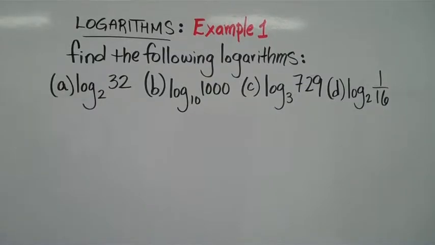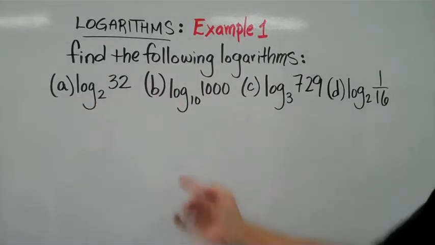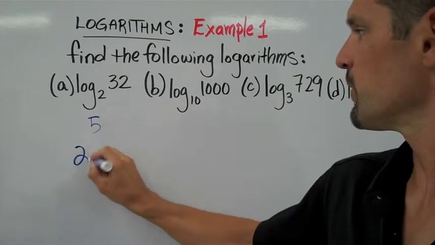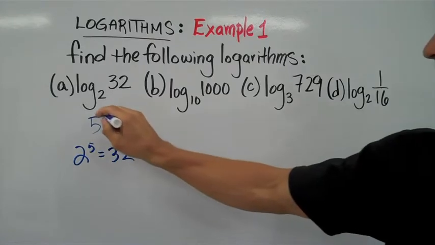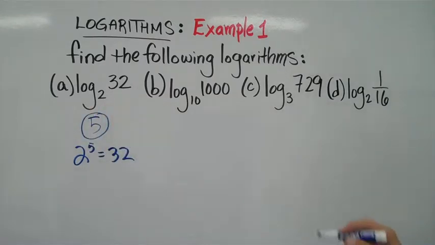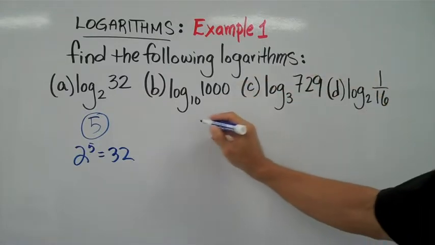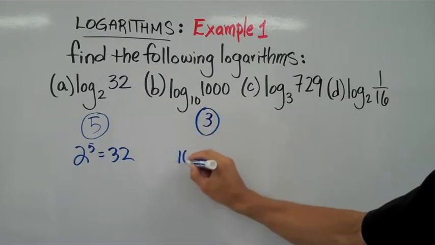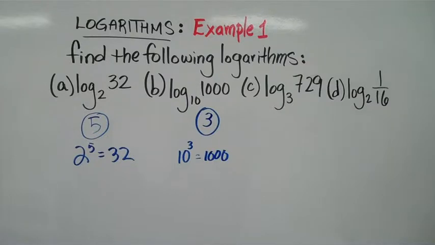Here are some examples with logarithms. Find log base 2 of 32. This is saying 2 to what power gives you 32? Well, 5, because 2 to the 5th is 32. So the answer to the log problem is the exponent. It's 5. Log base 10 of 1000. It's saying 10 to what power gives you 1000? Well, we know 10 to the 3 gives you 1000, so the answer is 3. And the answer to a log problem is the exponent.